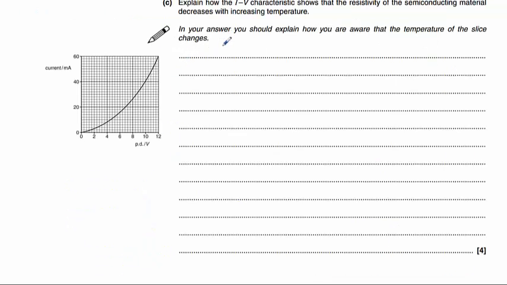Part C is a very tricky question. It says explain how the IV characteristic here shows that the resistivity of the semiconducting material decreases with increasing temperature. And we should explain how you are aware that the temperature of the slice changes. So first thing to look at here is that the graph is curving. So that means that the resistance R is changing.